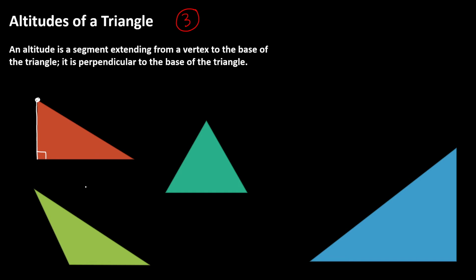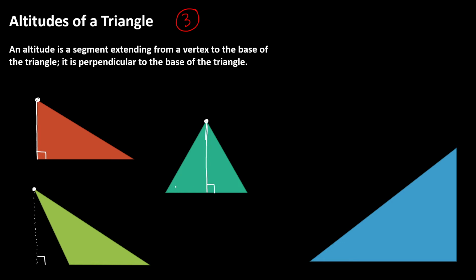There are two more from the other vertices in this triangle. In the lime green obtuse triangle, this altitude is going to lie outside of the triangle. So from the tallest point down to the base, we are forming a right angle, and it is outside the triangle. In this equilateral triangle here, from the top of the triangle, we can draw the altitude as straight of a line as possible down to the base, and it forms a right angle.